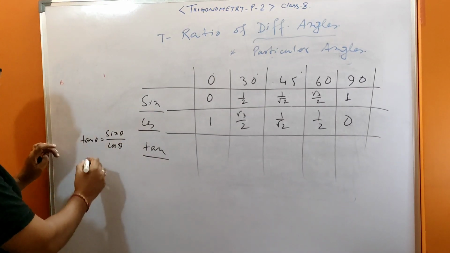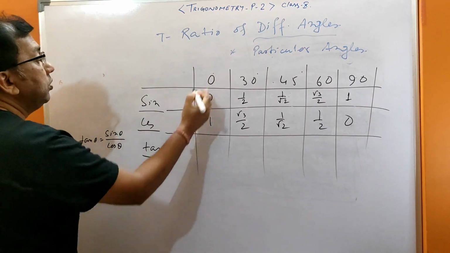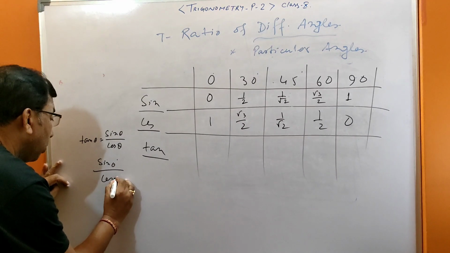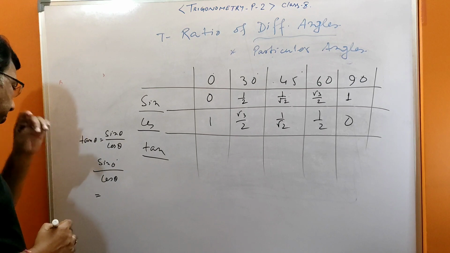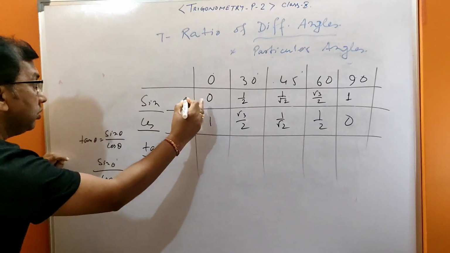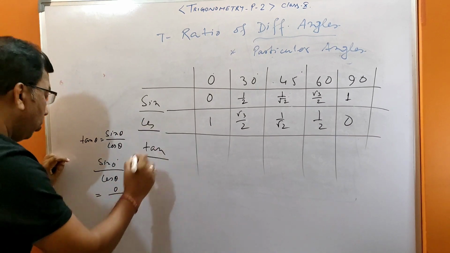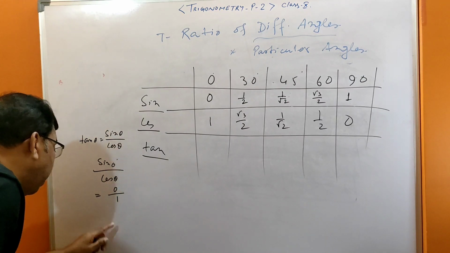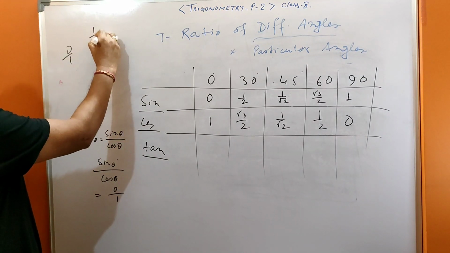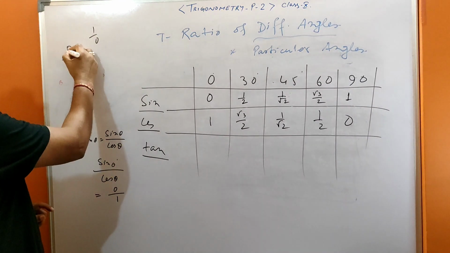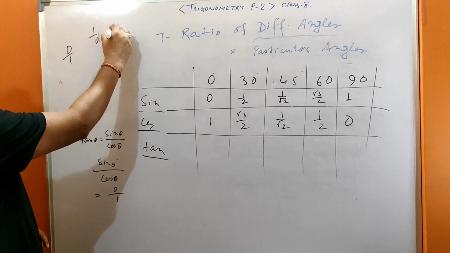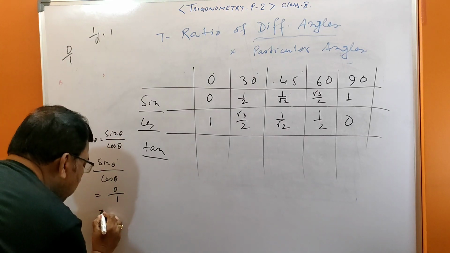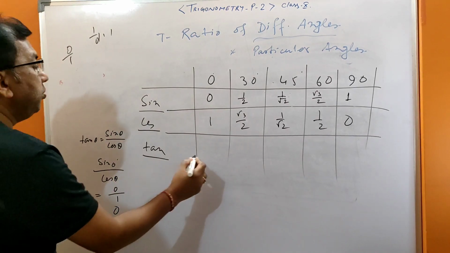It will be easy. Tan theta means sin theta by cos theta. The tan 0 means sin 0 by cos 0. The value of sin 0 is 0, cos 0 is 1. So 0 by 1. What will be the value of 0 by 1? You have to find out 0 by 1 or 1 by 0. Very important things. 1 by 0 cannot be, so it is non-defined. This one will be 0. The tan 0 means 0.